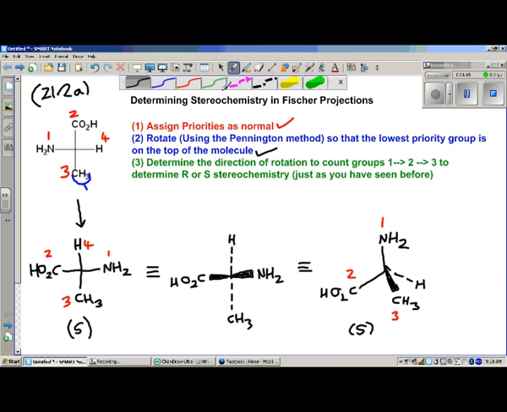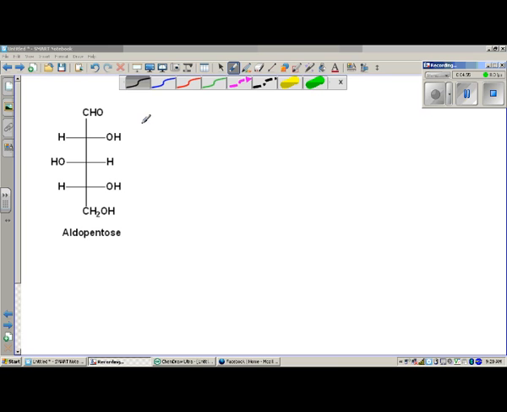Alright? Now, I said we were going to expand this. So can you apply the same logic that we've just been through to figure out the stereochemistry at each of these 3 chiral carbons in this sugar. This is an aldopentose, in that aldo means there's an aldehyde at the top. Pent means there's 5 carbons, 1, 2, 3, 4, and 5. Ose just means it's a sugar or a carbohydrate.